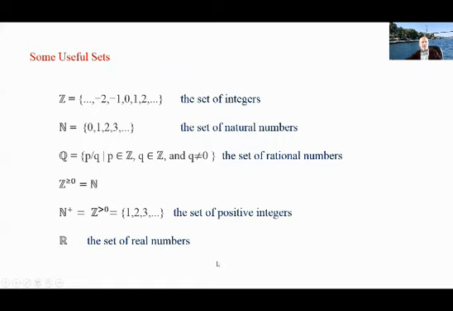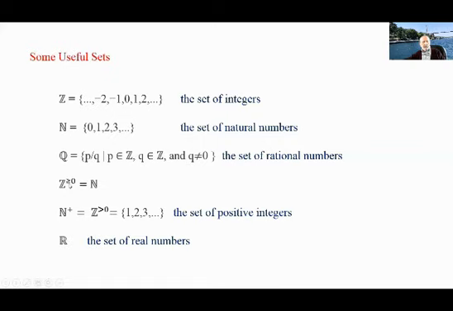Here are some useful sets that are used quite a bit in discrete mathematics, particularly. Z is the set of integers. N is the set of natural numbers, which is the non-negative integers. Q is the set of rational numbers. It's the set of fractions p over q, where p and q are integers, and q is different than 0.